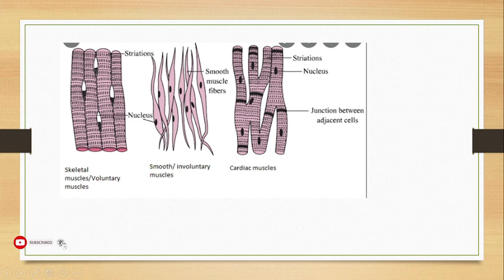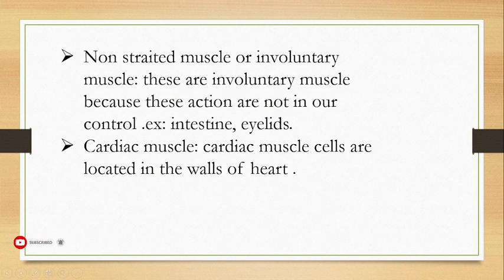The cardiac muscles have striations, and many nuclei are present. Cardiac muscle is present in the heart. In shape they are long, looking like branches, with long branches and curves present. So this is about the cardiac muscles, non-striated muscles, and striated muscles.